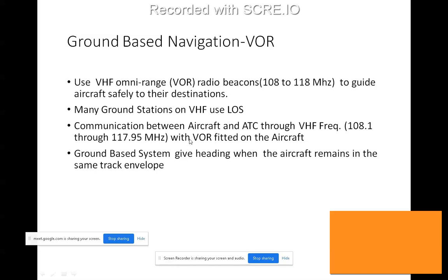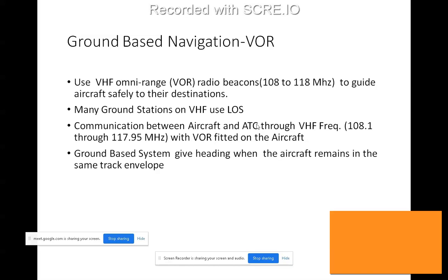And then communication between aircraft and ATC. What is ATC? Any one of you? Air traffic control. The communication between the aircraft and the ATC will happen through the VHF frequency signal only, very high frequency signal, in the range 108.1 to 117.95 megahertz. This range will be fixed. That is, this device will be fixed in the aircraft itself.